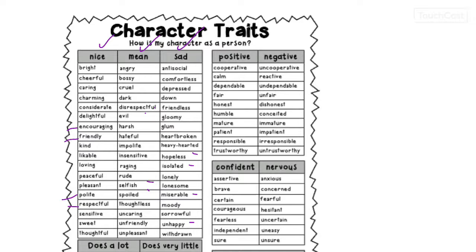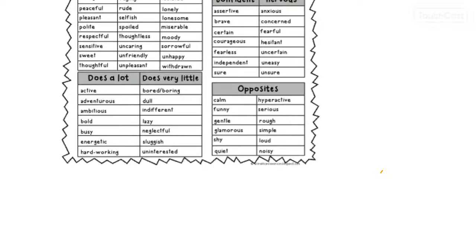There's also this part that has confident and nervous. Again, it gives you synonyms that you can use for confident and nervous, but then it also gives you the opposite. Like brave compared to being concerned. Those are opposite words. If you're certain about something or you're fearful. The bottom part of this chart does the same thing. It just gives you some better words that you can use.